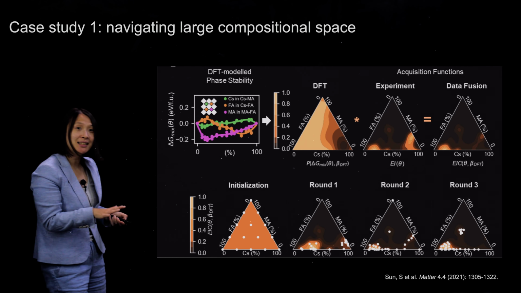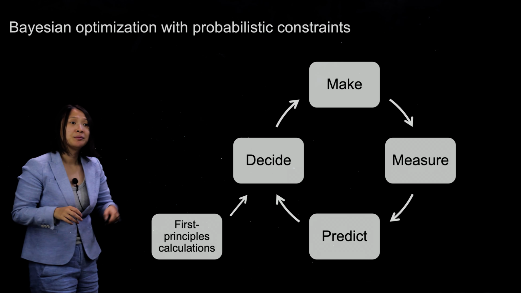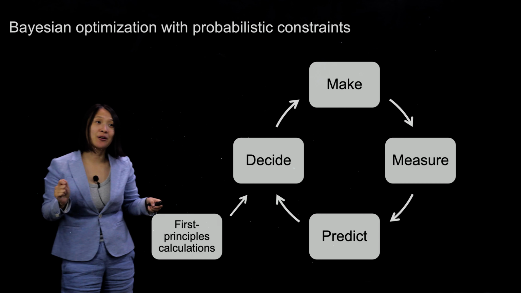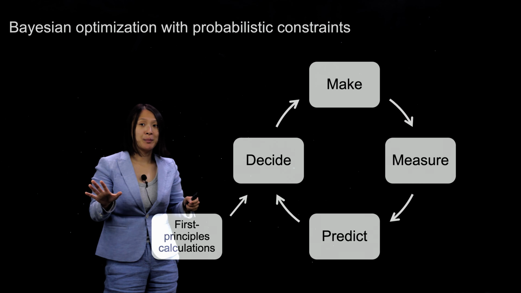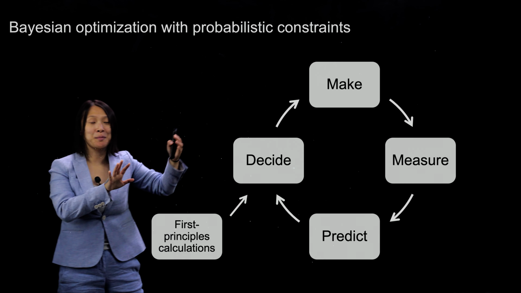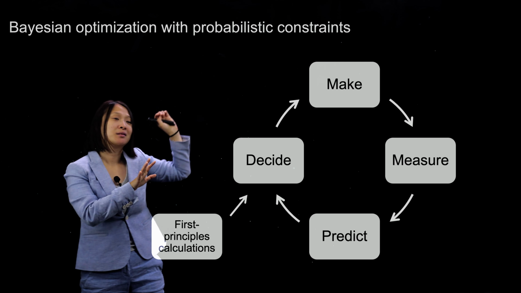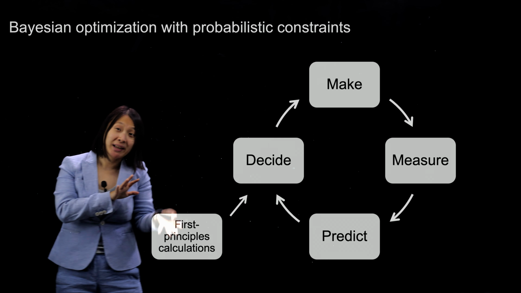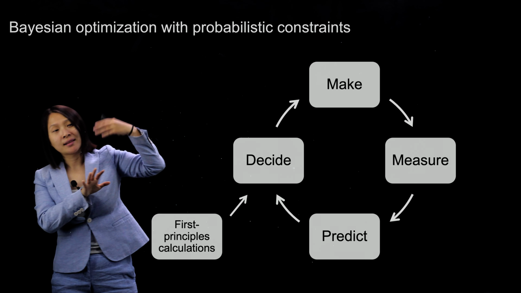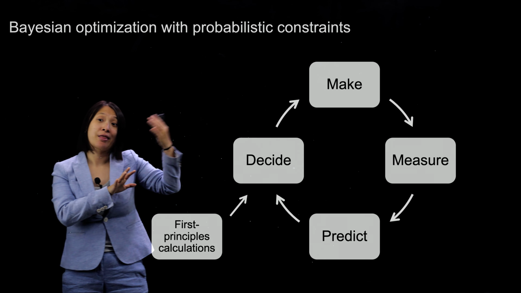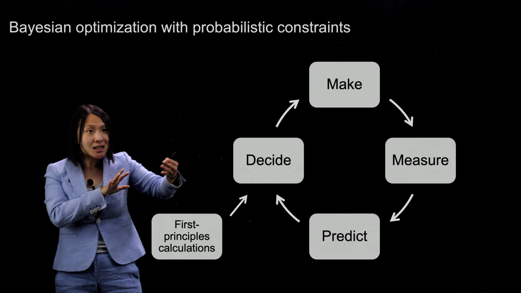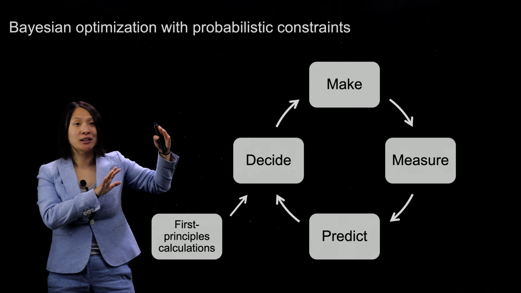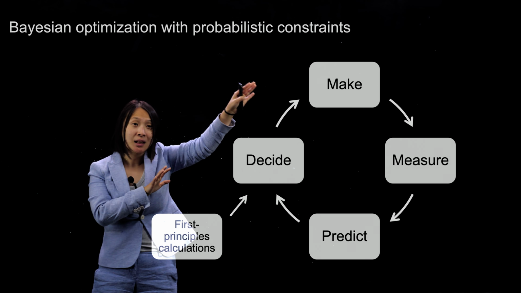So in this case study, what it shows is that in real-life Bayesian optimization scenarios, we are building this closed-loop optimization: make a sample, measure it, which gives us the input and output, and make a prediction using a surrogate model. Then we decide the next round of experiment through the choice of acquisition functions, ranking the potential experiments, and trying to guide us to make the next sample.